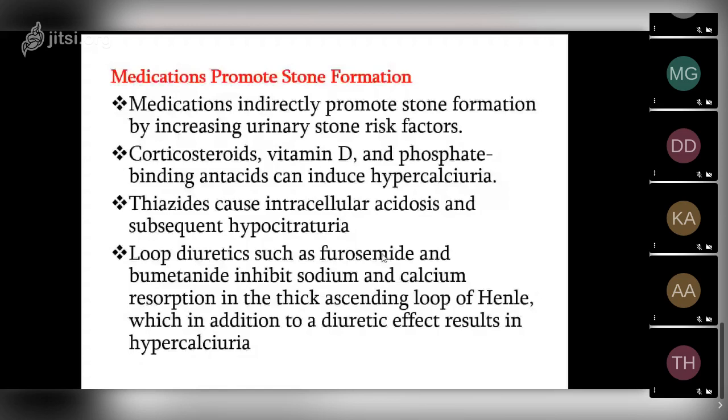By forming other risk factors for stone formation, some medications cause stone formation. Thiazides cause intracellular acidosis and subsequent hypocitraturia, and loop diuretics such as furosemide and bumetanide inhibit sodium and calcium resorption in the thick ascending loop of Henle, which, in addition to the diuretic effect, causes hypercalciuria.